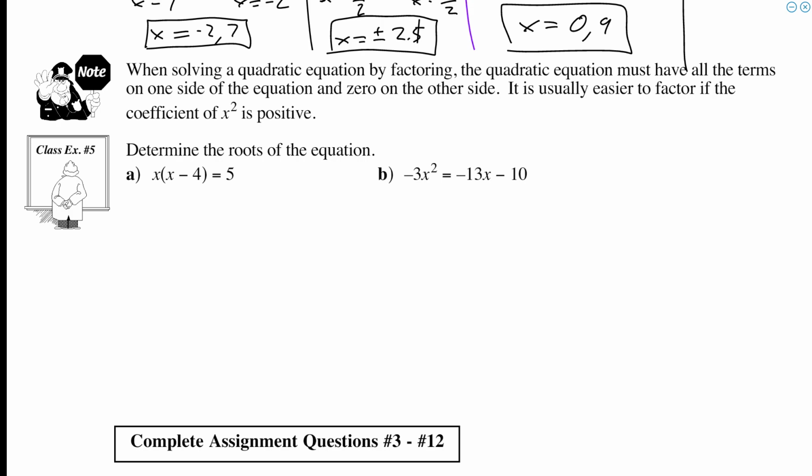Okay, this is hard. I don't know how to do this. Distribute. Okay, wait. Now let's just notice something. There are several things that can be done here. First of all, let's read this.